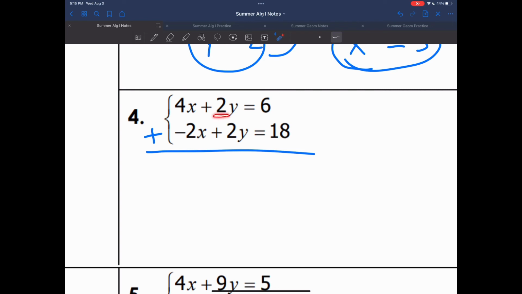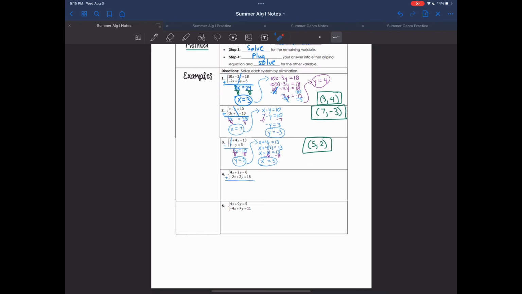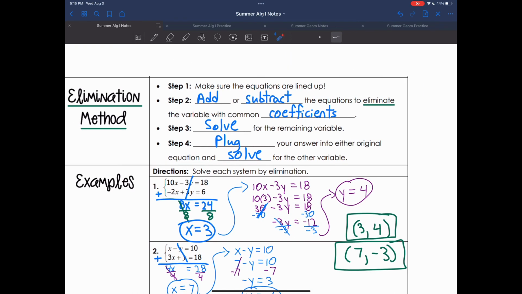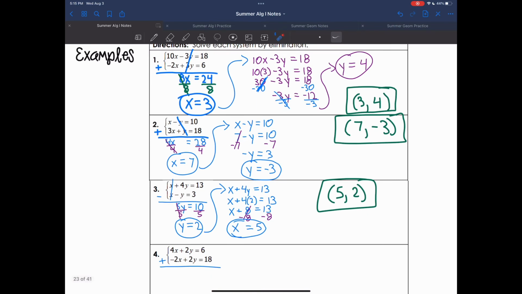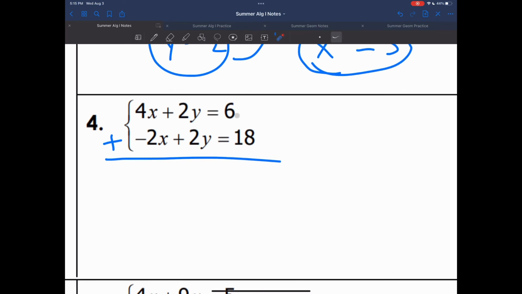You want to look for matching coefficients, which I believe it said in the notes up here. Yeah, you want to eliminate the variable with common coefficients. So that's what we look at. So I'm looking at these 2's right here. Now if I add 2y plus 2y, does it go away? No, if you add them, because they're both positive, that goes to 4y. So this is going to be one where we're going to want to subtract. Okay, so let's make this a subtraction symbol, because if you see 2y minus 2y, that will go to 0.